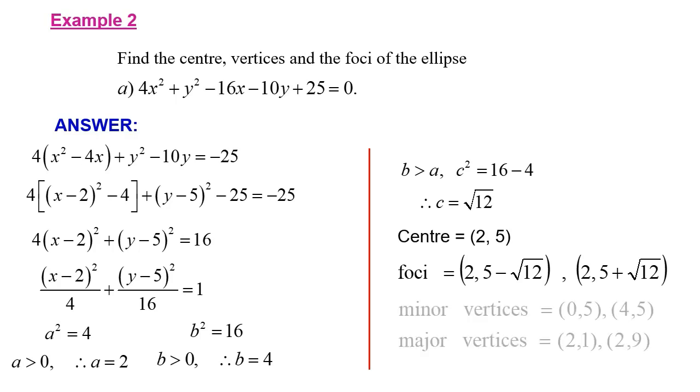Okay, and then vertices. Remember we have vertices on the major and minor axis. The minor axis will be on x, so we use the A value here. From the center, 2 minus 2 is 0, and then 2 plus 2 is 4. Okay, and then for major vertices, we use the value B, so change it at y. So 5 minus 4 is 1, and then 5 plus 4 is 9. Right, so this is how we find the center, vertices, and foci.